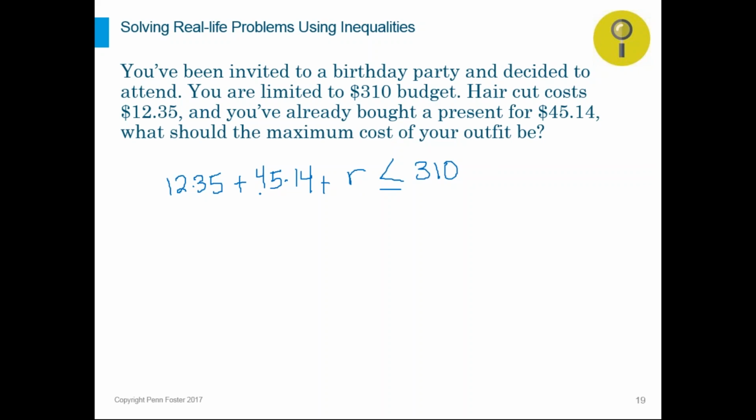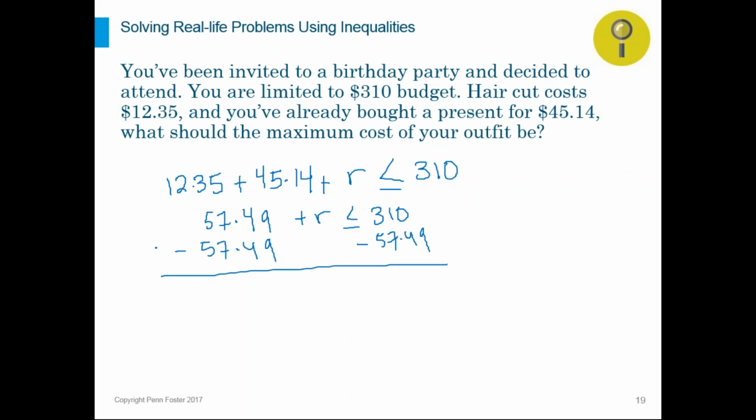So I see like terms, just numbers, add them. You can use your calculator if you want. So add 12.35 plus 45.14, and it's 57.49, plus R is less than or equal to 310. Now I need my R by itself, subtract the decimal value here, do the same thing on the other side.